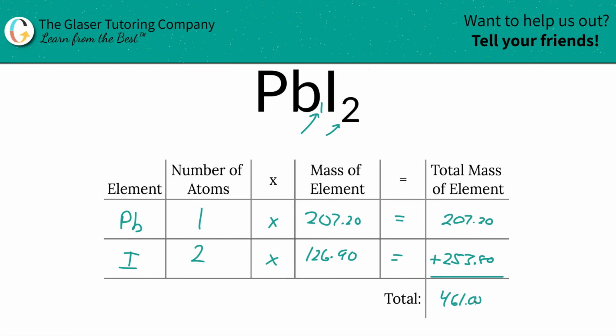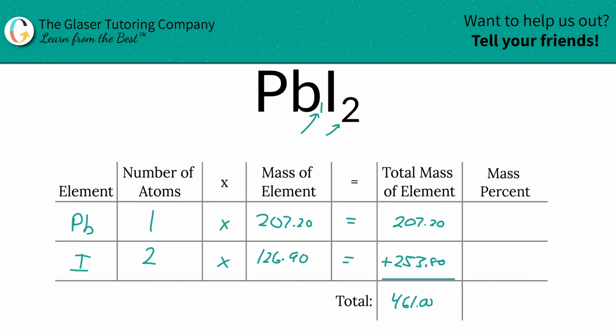Calculating these percentages is going to be so simple. Take a look. Bam. So to find the mass percent of lead, we're going to take the total mass of the lead there, the 207.20, and divide it by the total mass of the entire compound. That's why we needed to calculate that first. Then just multiply that by 100 to get it in percentage terms. This is a simple percent calculation, part over whole times 100.